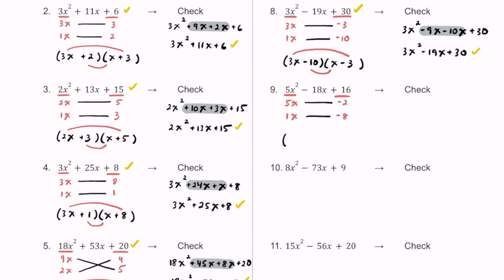And this should work. Let's go ahead and take this 5x and 1x. Now the 5x is being paired with that minus 2, and that 1x is being paired with that minus 8.